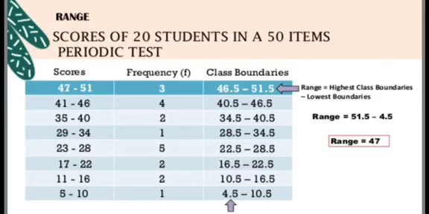To compute the range value of the scores of 20 students in a 50 items periodic test, para makuha natin yung range, that is, get the highest class boundaries minus lowest class boundaries. So sa given na to, the highest class boundaries is 51.5 and the lowest class boundaries is 4.5. So ayan ang susubtract natin. Range equal 51.5 minus 4.5 is equal to 47. So, ayan na yung range natin.